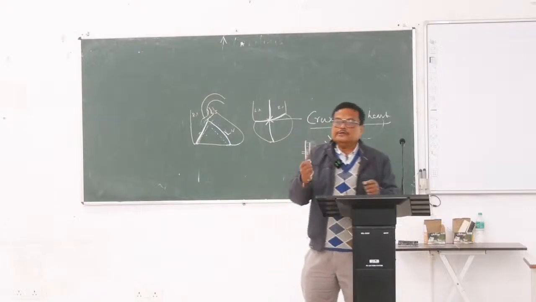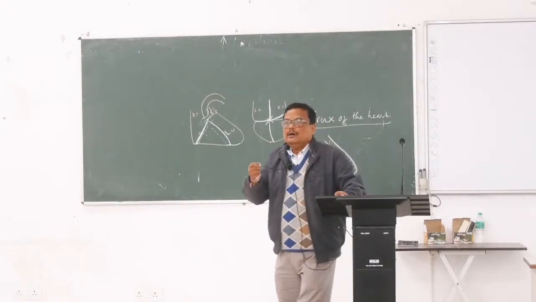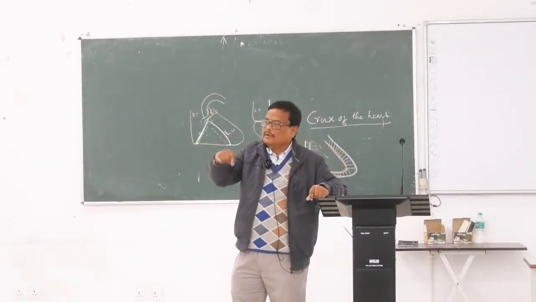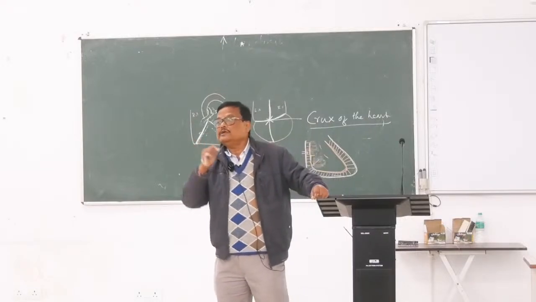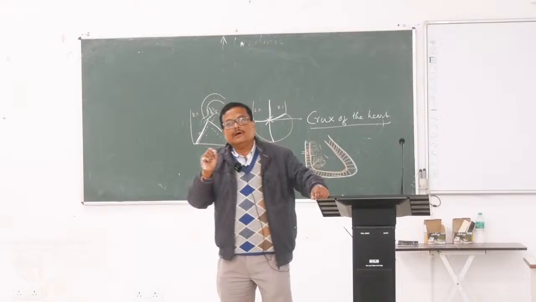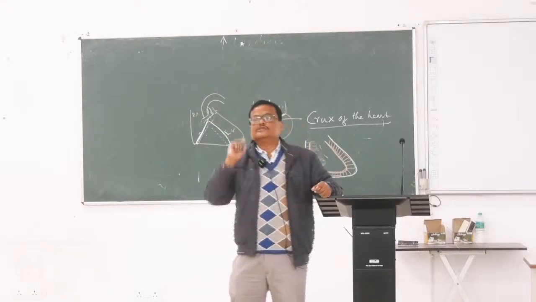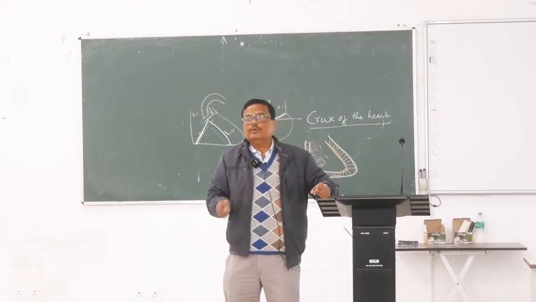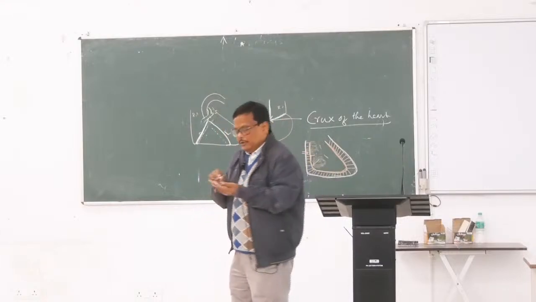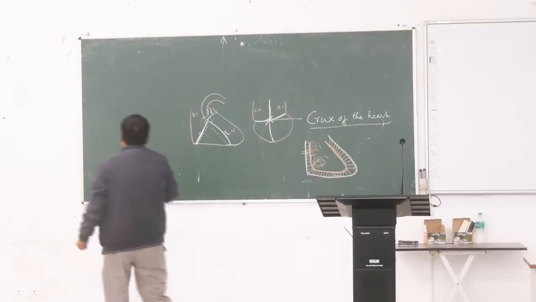So it must get blood for its tunica media, tunica intima. Tunica intima gets its blood from the blood present inside the artery. But who will supply the tunica media and tunica adventitia? So there must be arteries derived from the artery itself. And these arteries which supply the artery itself, we call vasa vasorum.